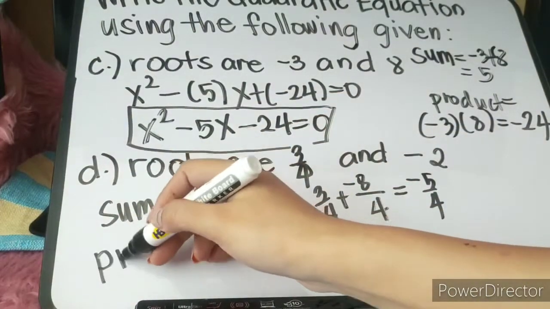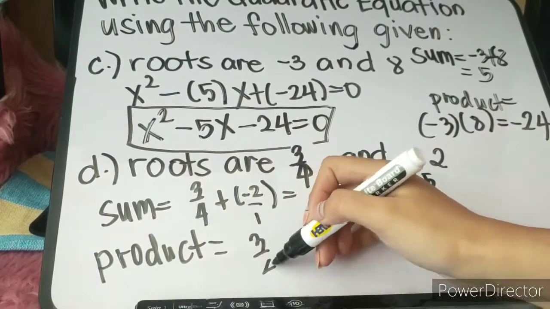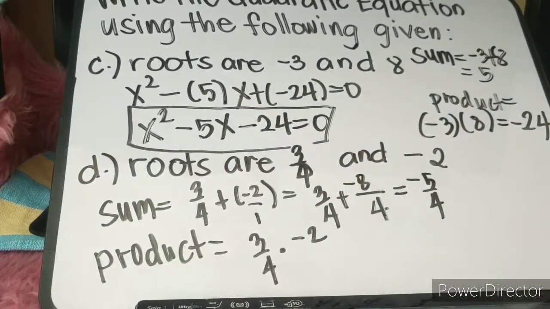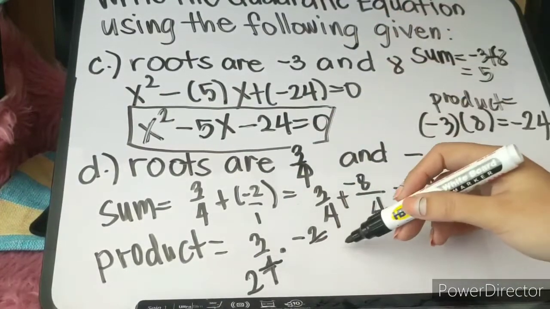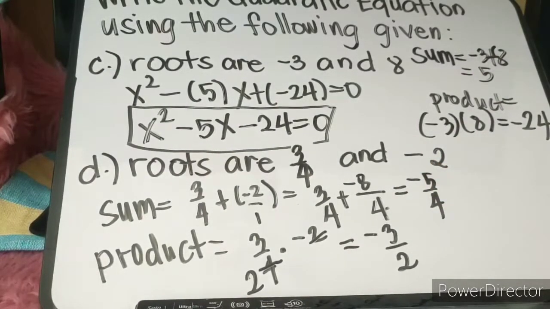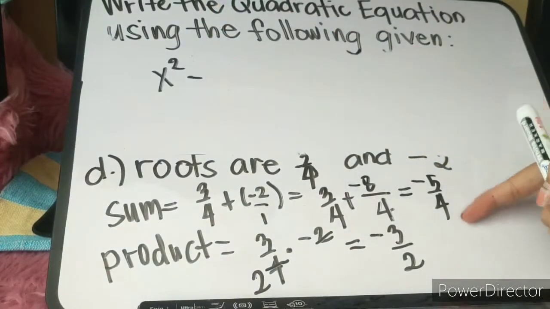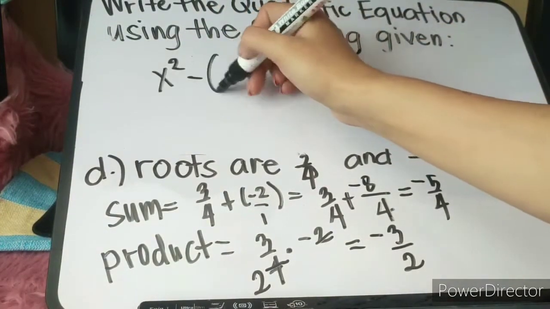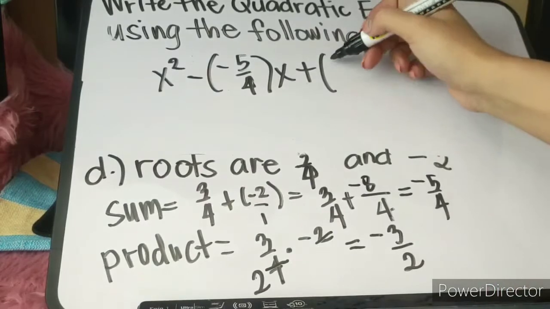And then, let's proceed to the product. Ang product is 3/4 times negative 2. And then, we will be simplifying it. Kasi divisible yun. So, this will be negative 3/2. And then, we will be substituting. Okay, so since the sum is negative 5/4, so negative 5/4 of x plus, this is negative 3/2.